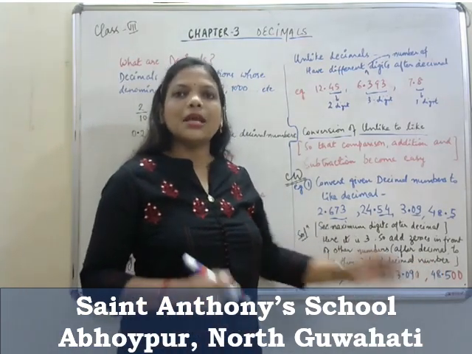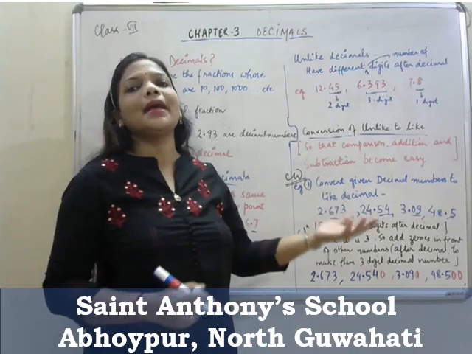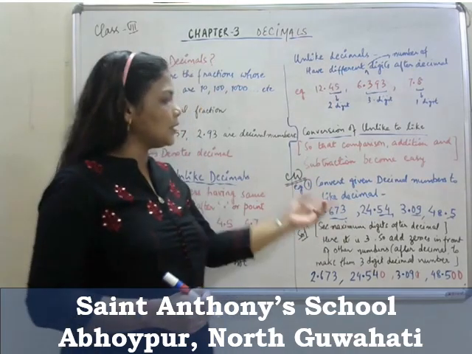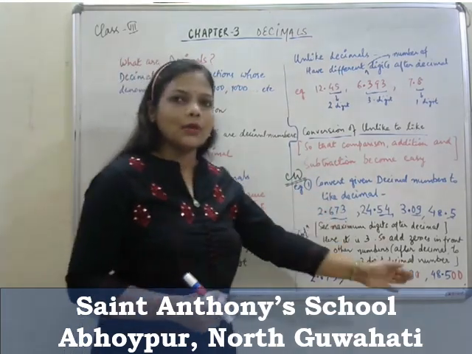Clear? Changing is very easy. Just keep on adding as many zeros as are required. First you will see the maximum number of digits and then keep on adding zeros.